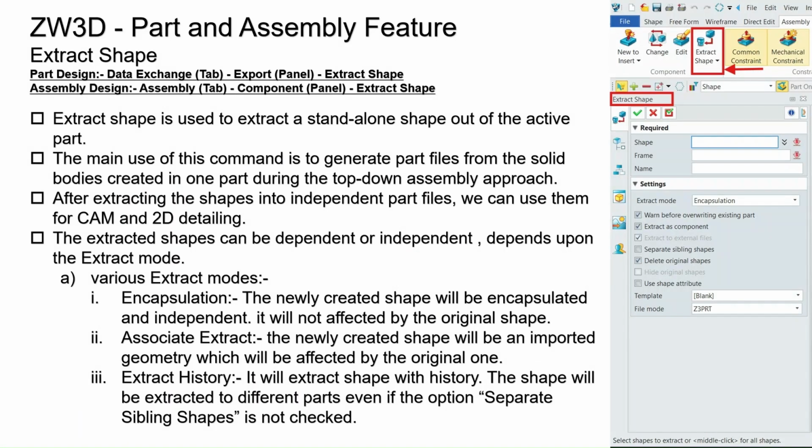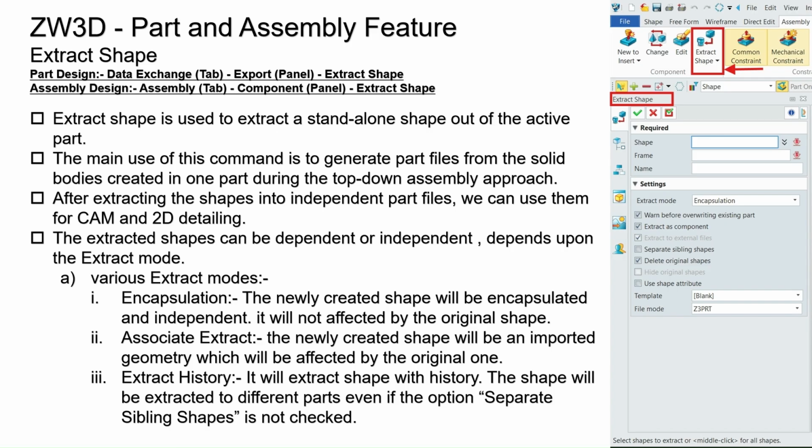Hello everyone. In this video, we will understand the extract shape feature available in the part modeling and assembly modeling environment of ZW3D. You can access the tool in part design from the Data Exchange tab, Export panel, and Extract Shape. In assembly design, you can access it from the Assembly tab, Components panel, and then Extract Shape. This tool is used to extract a standalone shape out of the active part.